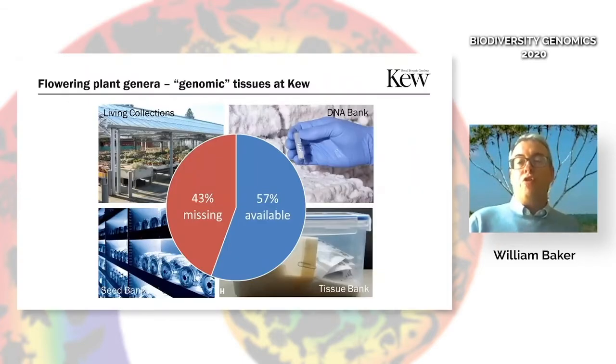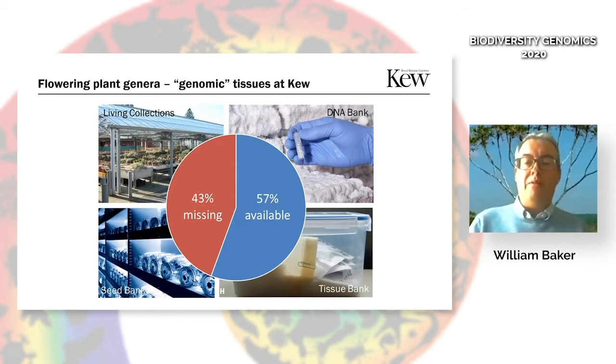And in fact, we've looked across the flowering plant genera at Kew, looking at our ideal genomic tissues in our living collections, in our seed bank, in our DNA bank and our tissue bank. And we find that for the flowering plant genera, we have 57% of them already available to us in good quality tissues for genomic purposes. But there's still a big chunk that are missing.